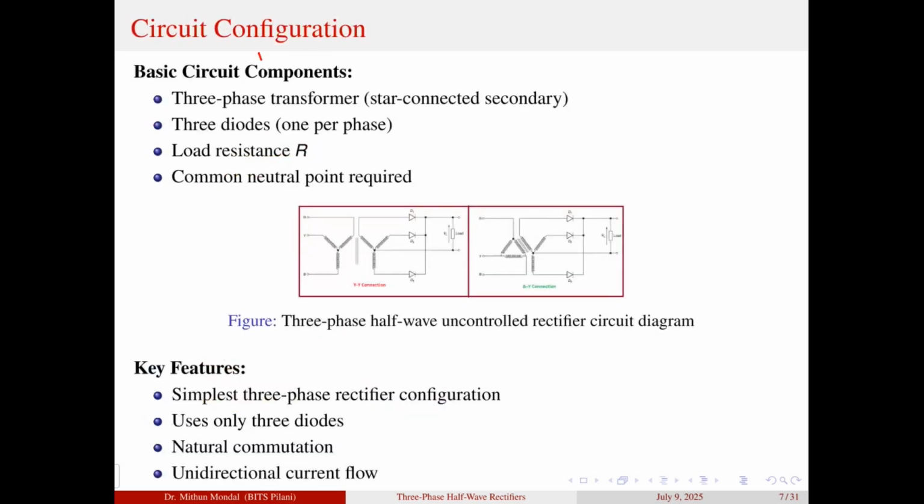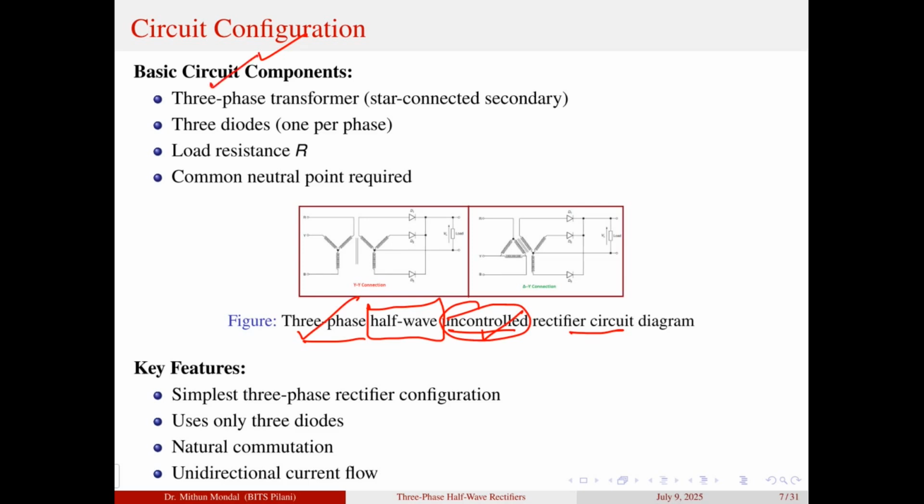When we talk about the circuit configuration of these three phase uncontrolled rectifier in the form of half wave, only one of the waves, the positive wave of the one phase, will be rectified, the other half will not be used. So efficiency will be less as compared to full wave. But yes, we will be using the three phase and uncontrolled. So uncontrolled means we will be using the diodes.